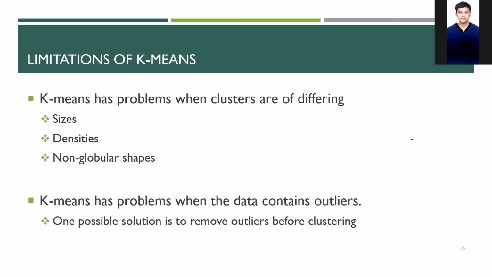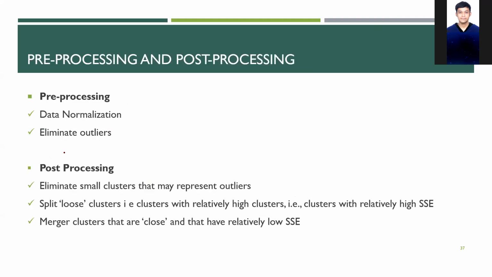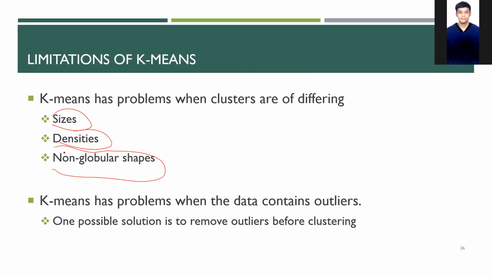Okay. Limitations of k-means. K-means has problems when clusters are of different sizes, different densities, and non-globular shapes. Later I will show you what this is. Also, k-means has a problem when the data contains outliers. So actually the k-means algorithm is very sensitive not only to the initial centroids but also to outliers.